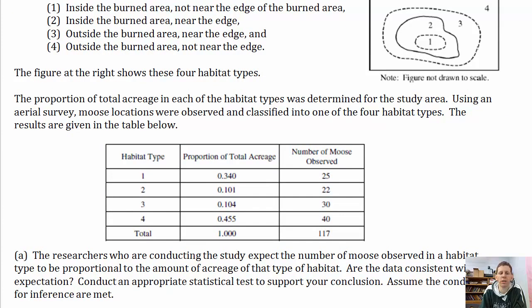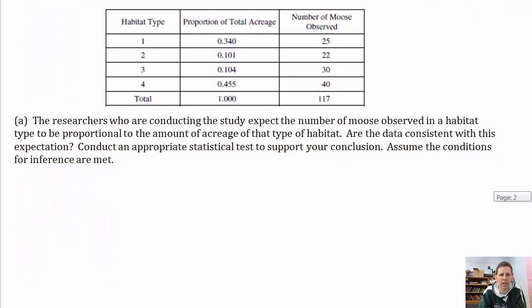To answer this question, Part A says, the researchers who are conducting the study expect the number of moose observed in a habitat type to be proportional to the amount of acreage of that type of habitat. Are the data consistent with this expectation? So I think you have a couple of options for writing your hypotheses here. The first type I'm going to look at is using our symbols. So I'm going to say H sub O for our null hypothesis.